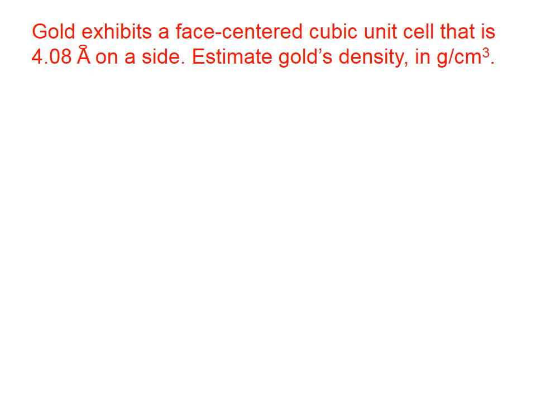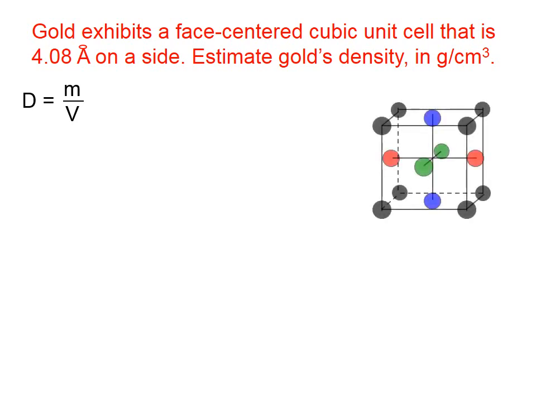So let's try a problem. Gold exhibits a face-centered cubic unit cell that is 4.08 angstroms on a side. Estimate gold's density in grams per cubic centimeter. So there's the equation for density. Clearly we're going to need that if we're going to calculate density. Gold has a face-centered unit cell.